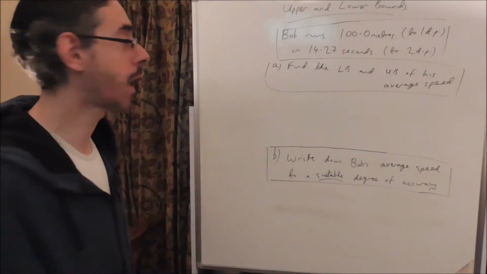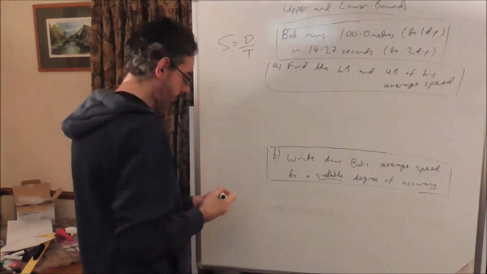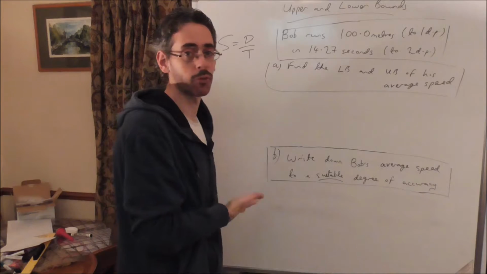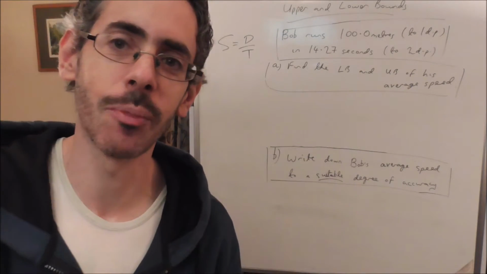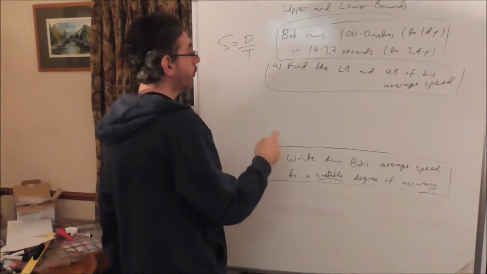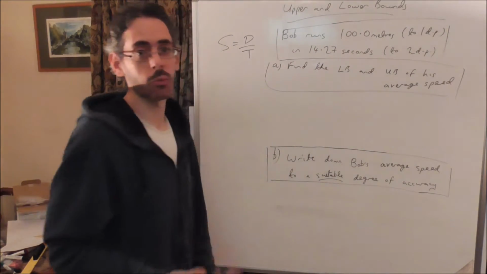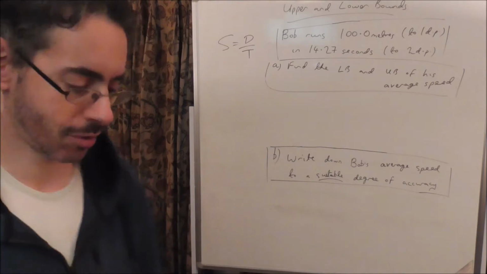And if you remember, to work out average speed, you just do distance divided by time. So in order to find the bounds for the average speed, we first of all need to find the bounds for the distance and the bounds for the time as well. So let's do the distance first. So the distance is 100.0 metres to 1 decimal place. So what do you think is the upper bound and what do you think is the lower bound?